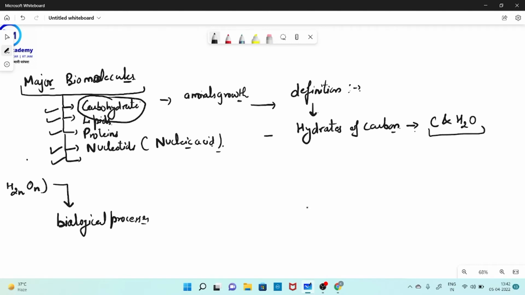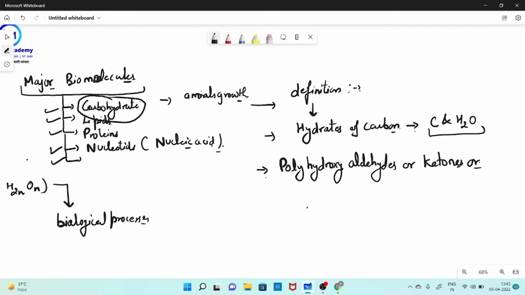Sometimes, and a very popular definition, they are polyhydroxy aldehydes or polyhydroxyketones, or the compounds which upon hydrolysis produce these types of compounds. They are all called carbohydrates, right? So these are the basic definitions of carbohydrates.